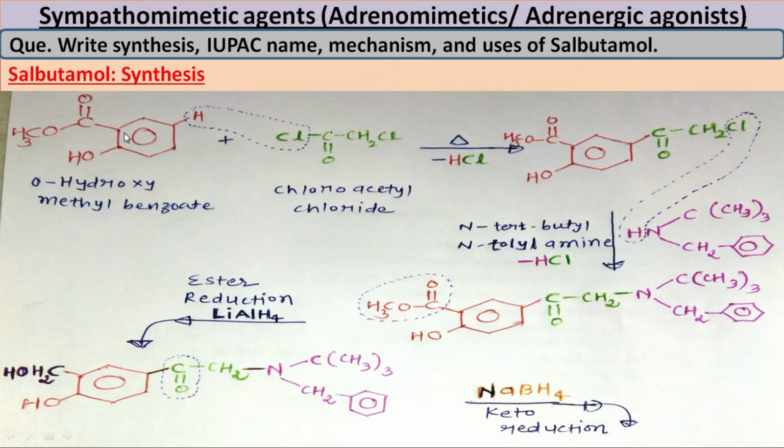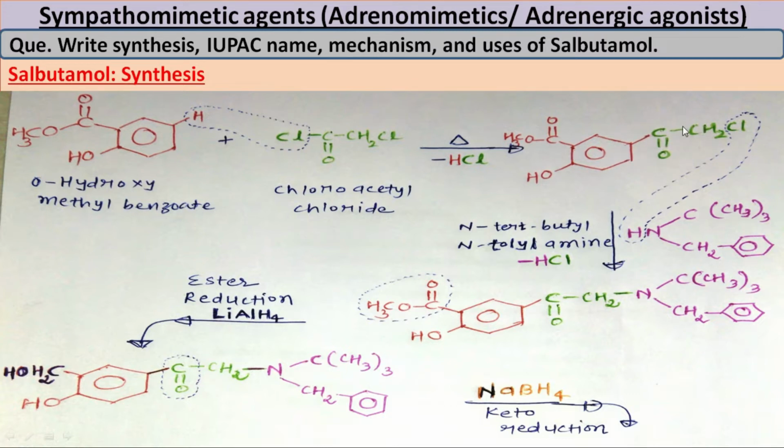Starting material for the synthesis of salbutamol is orthohydroxy methyl benzoate. Here hydroxy is present on ortho position, so orthohydroxy, this is methyl and this portion is benzoic acid, so it is known as benzoate. This compound is treated with chloroacetyl chloride. So due to heating, hydrogen from orthohydroxy methyl benzoate and chloro from acetyl chloride will be liberated as hydrogen chloride. So these two molecules will be fused and converted into this compound.